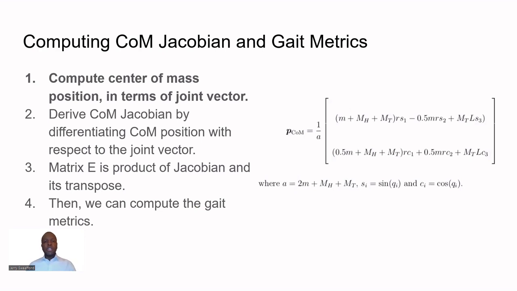Okay. So the first thing we have to do is compute the center of mass position vector in terms of the joint angle vector. The joint angle vector here is Q1, Q2, Q3. Again, Q1 being the stance leg angle, Q2 being the swing leg angle, and Q3 being the angle of the torso, with respect to the vertical. After we compute the center of mass position vector in terms of the joint angle vector, what you see here on the right, this equation puts it all in terms of Q1, Q2, Q3. You might be saying, well, where are those? Well, S1, S2, S3, C1, C2, C3 stand for the sine of those three angles or the cosine of those three angles. And then everything else is basically those values of M, MH, MT, R, and L that you saw from earlier.